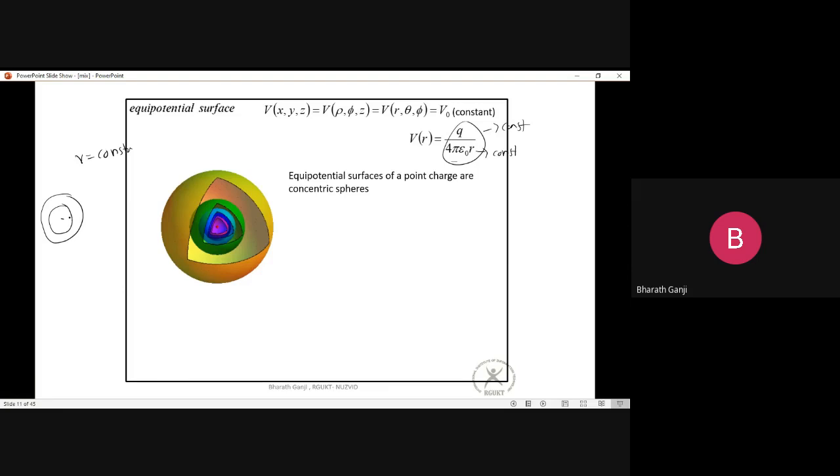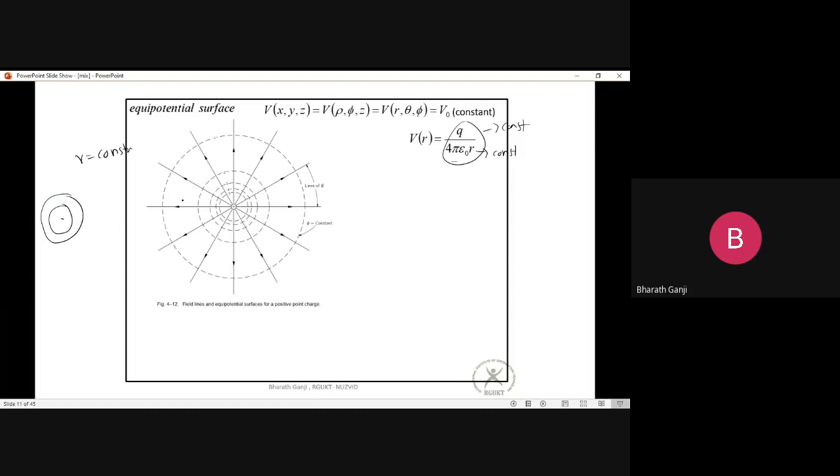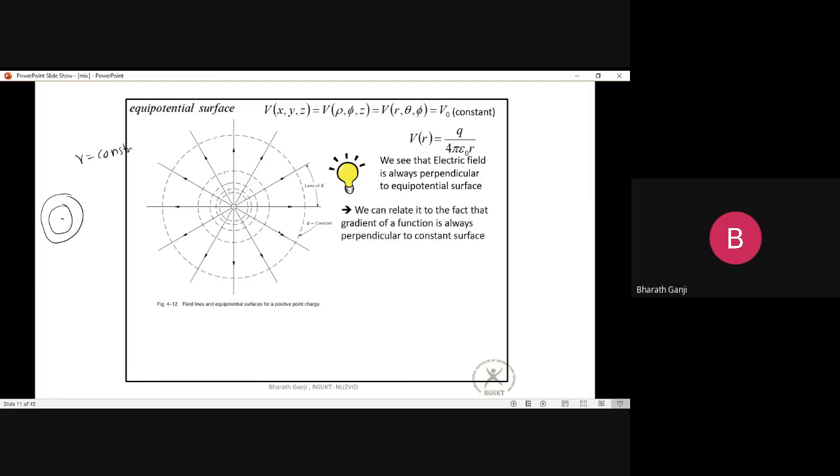So if you are at a fixed r and you move on the surface of the sphere, everywhere the potential will be the same. Because it's an equipotential surface, you can see that all the equipotential surfaces... here you can see I have drawn equipotential surfaces around a point charge. The earlier one was a 3-dimensional diagram, this is a 2-dimensional one. You can see that the electric field is perpendicular to all the surfaces. I can say that, and you know the fact that the electric field is related to the gradient of V, and we know that the gradient vector is always perpendicular to an equipotential surface or constant contours, right?